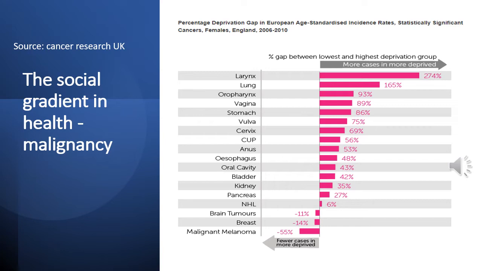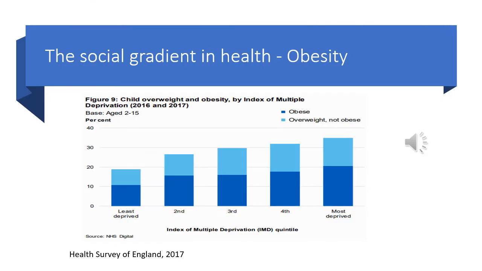So in the case of breast cancer, women from least deprived areas try to avoid multiple pregnancy, which is considered a protective factor for breast cancer, which also explains the low prevalence in deprived areas. Another important public health issue is obesity and overweight.